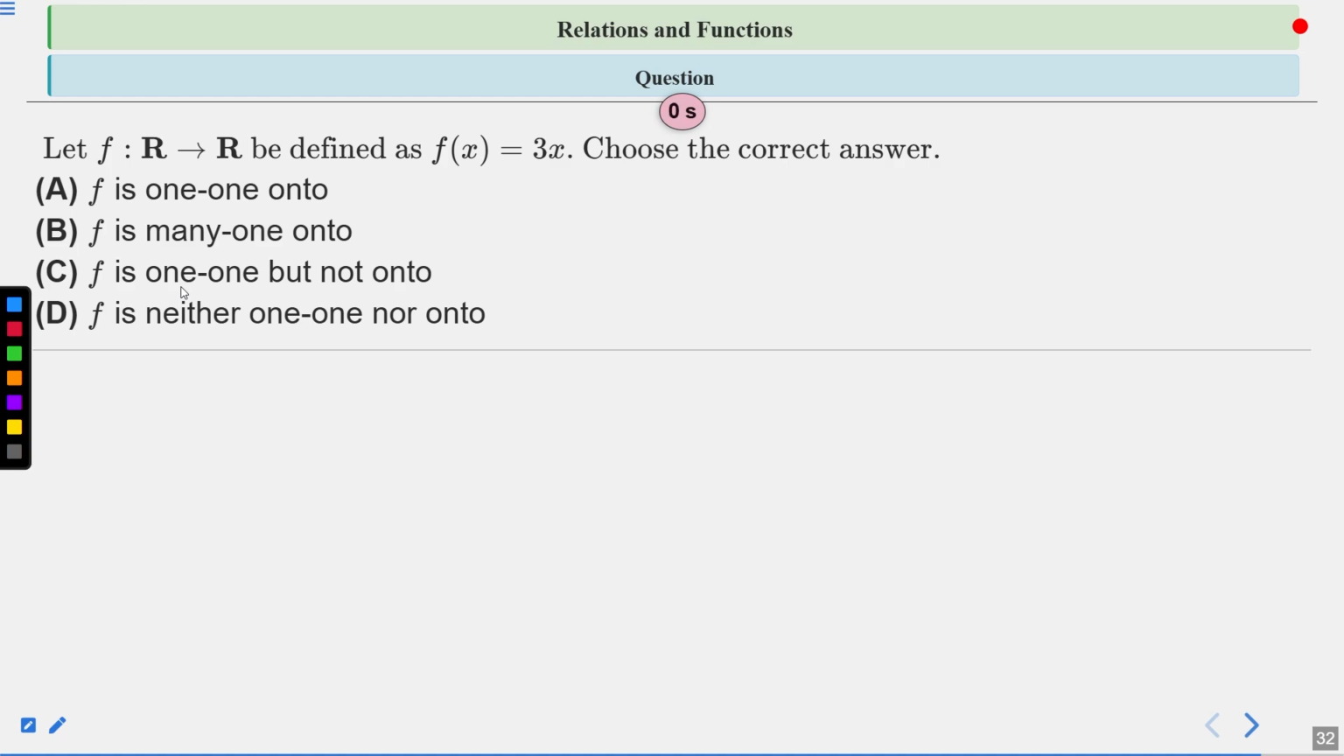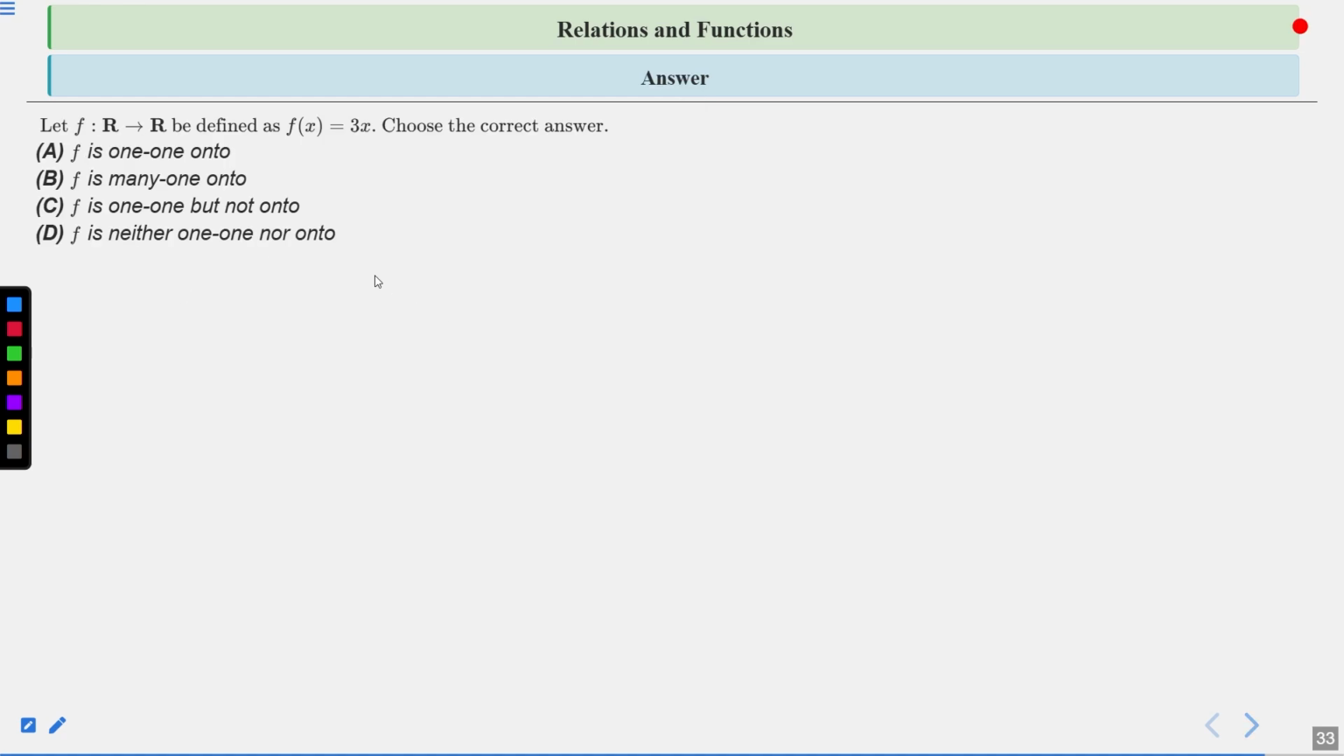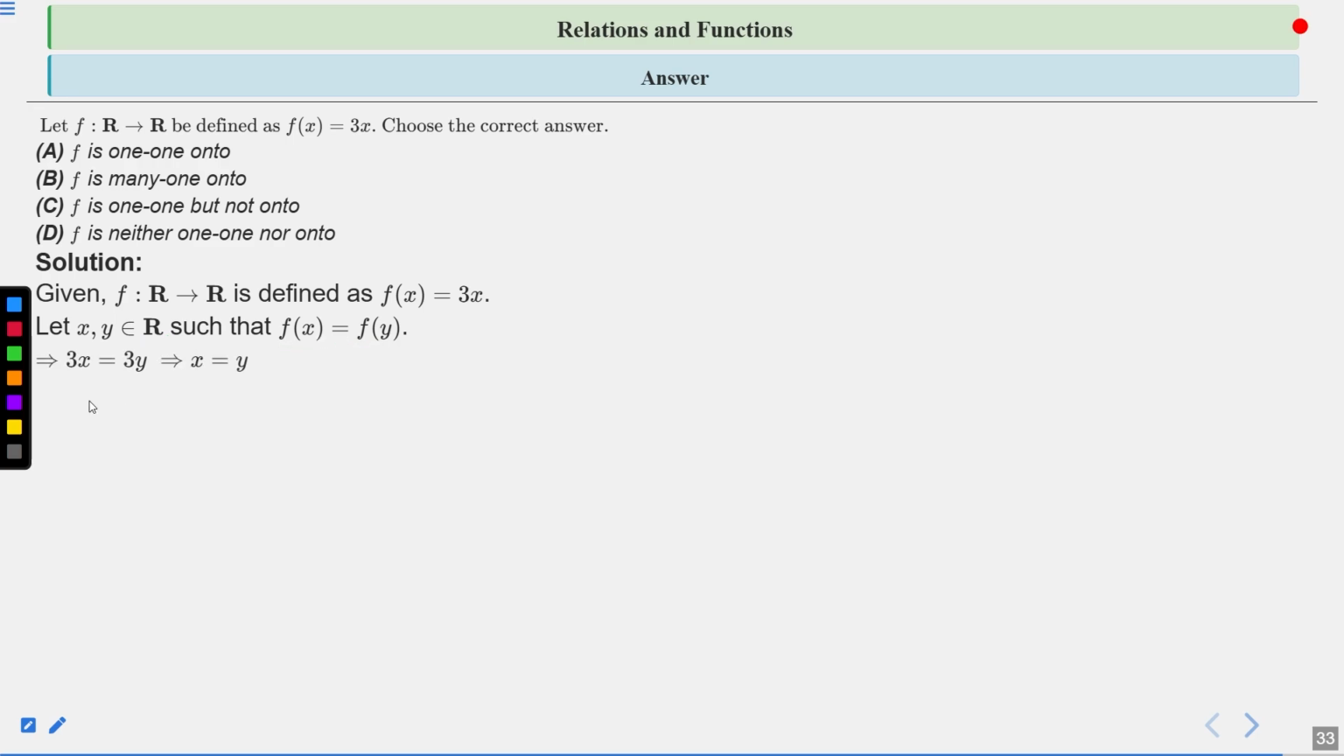The time is up. So in this question, f defined from R to R, f(x) equals 3x, we have to choose the correct option. Solution: the function from R to R is f(x) equals 3x. Taking x, y from the domain set and setting f(x) equals f(y) gives me 3x equals 3y, which gives the condition x equals y. So f is one-one.